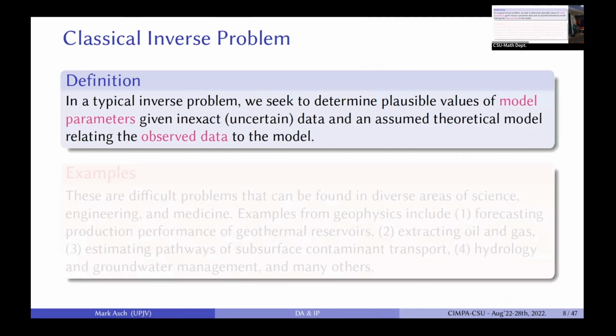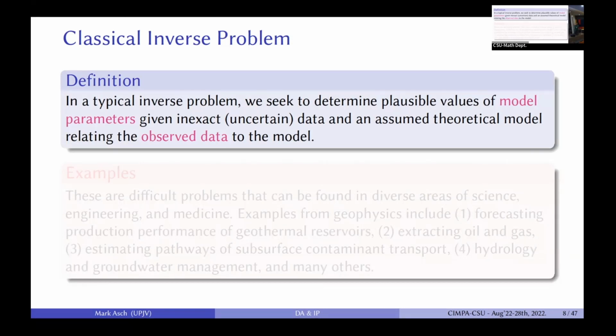Okay, so in a typical inverse problem, we come to the definition of an inverse problem. We seek to determine plausible values, reasonable values, because we're never going to know the reality, the truth, right? We're not pretentious enough to say we're going to find the true values. Of what? Of the model parameters. And what are we given? We're given inexact or uncertain data. Data is always inexact or uncertain.